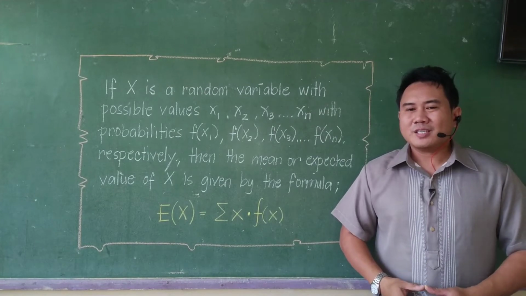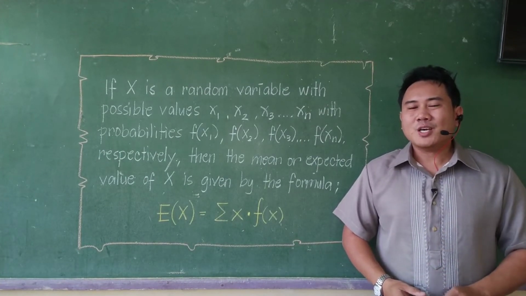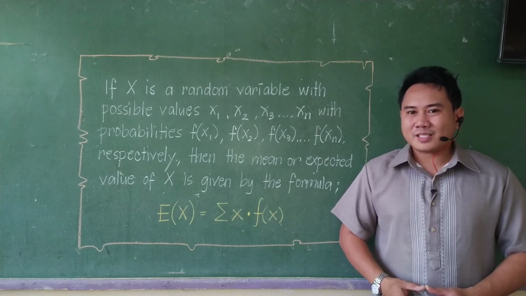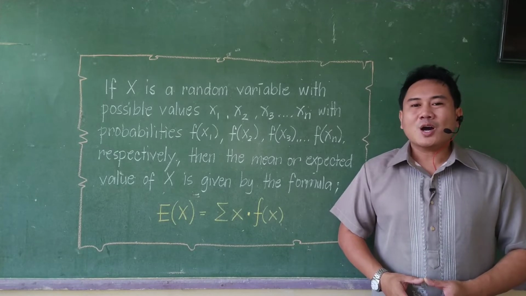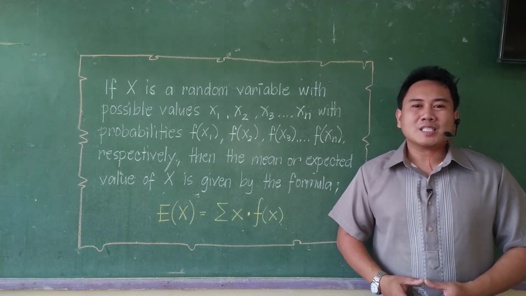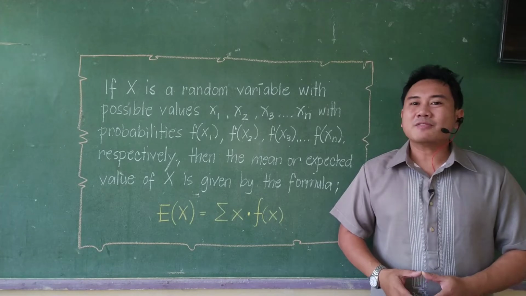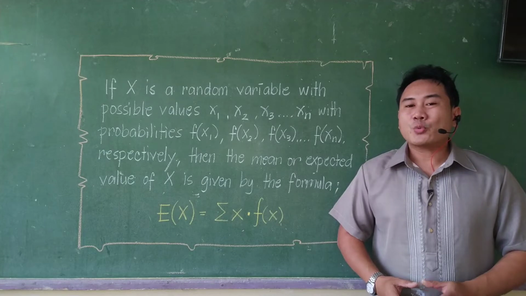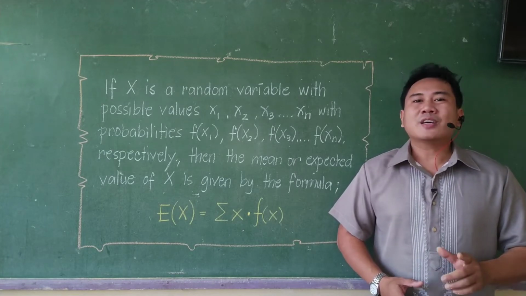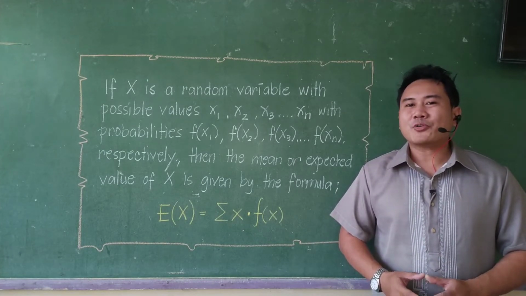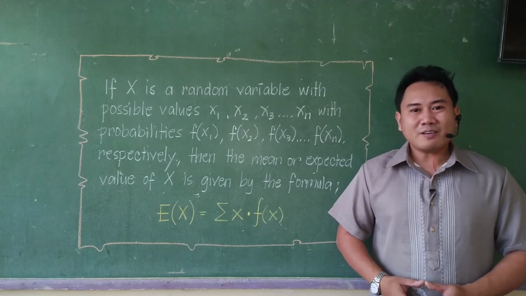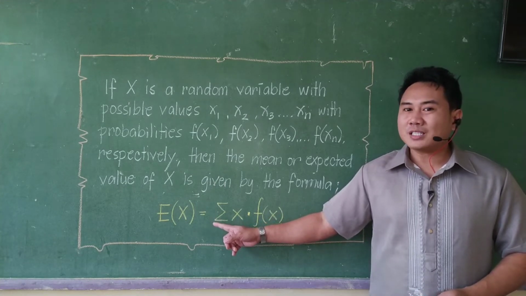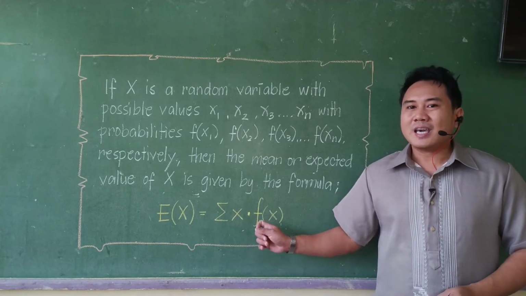By definition, if x is a random variable with possible values x sub 1, x sub 2, x sub 3, up to x sub n with its corresponding probabilities f of x sub 1, f of x sub 2, f of x sub 3, up to f of x sub n respectively, then the mean or the expected value of our random variable x is given by the formula E of x is equal to the summation of the product between x and f of x.